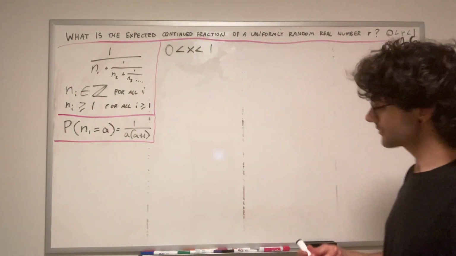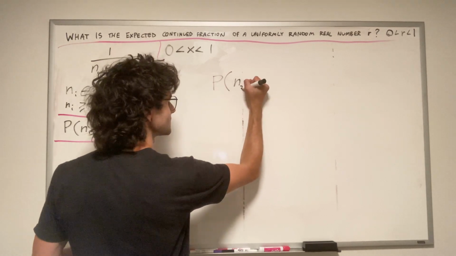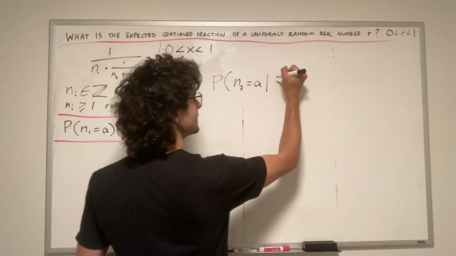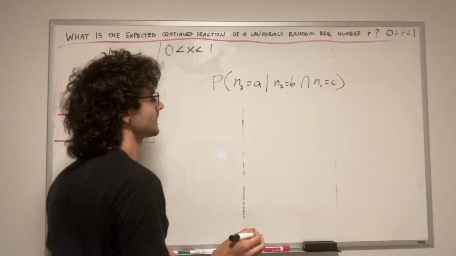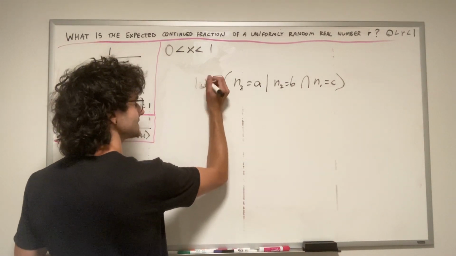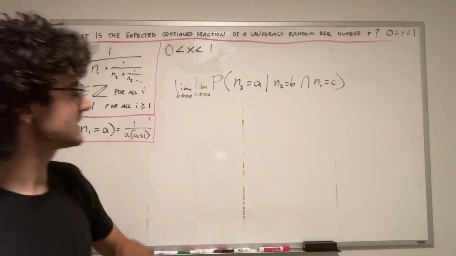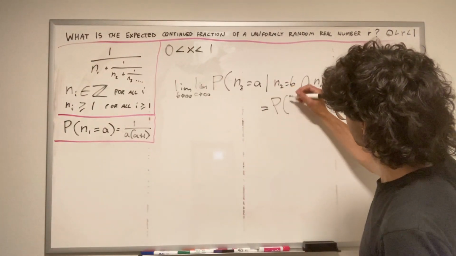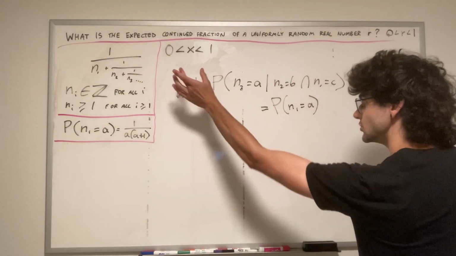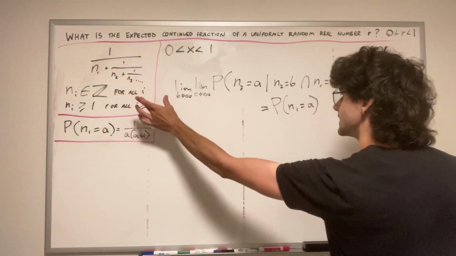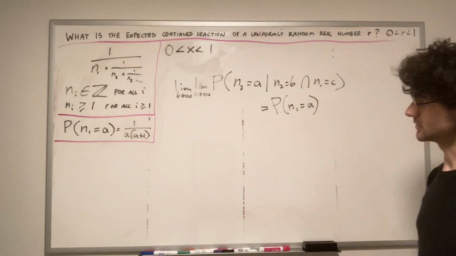So now we have n3. We may pose the question of what is the probability that n sub 3 equals a, given that n sub 2 equals b and n sub 1 equals c. And if we let that c and that b tend towards infinity, we see that this equals the probability that n1 equals a. So if we take another step down, this n3 is again respective of the whole line from 0 to 1 as b and c go to infinity.